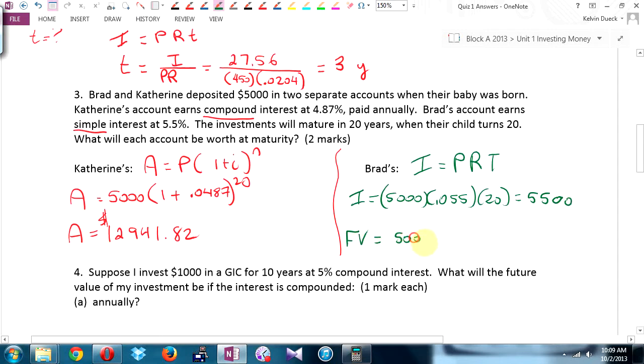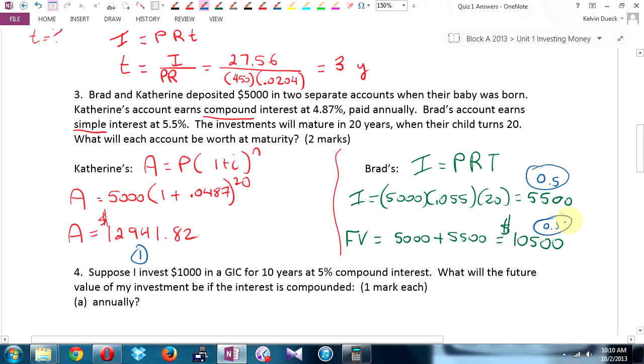but the final amount, or the future value, is going to be the original plus the interest. So for the extra half mark, you need to tell me that Brad is going to have $10,550. Okay, so 1 mark, a half mark, a half mark for 2. Is that okay? And you'll notice it doesn't take that long.